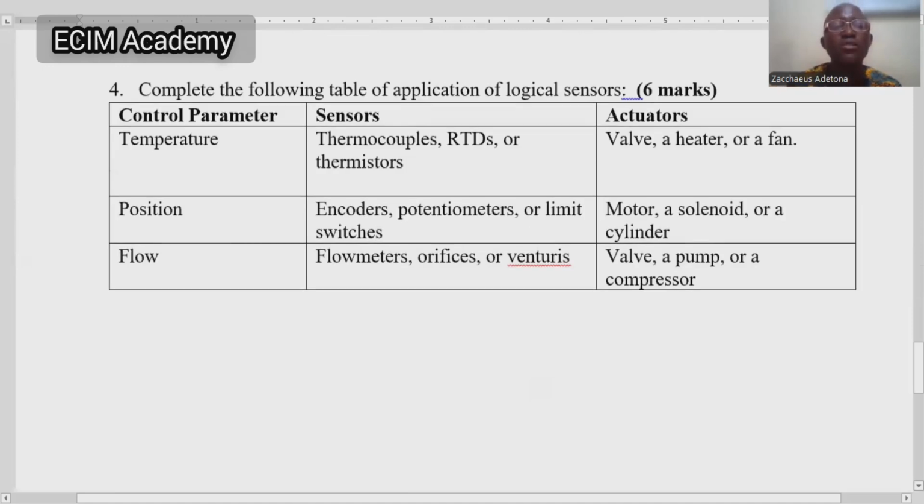Complete the following table of application of logical sensors. So we have the control parameter to be controlled, we have the sensors that are needed, and we have the actuators needed for the same parameter. So we have it on the screen here.